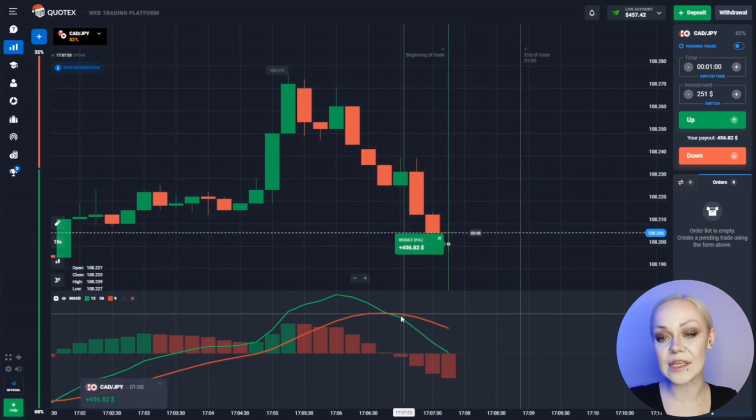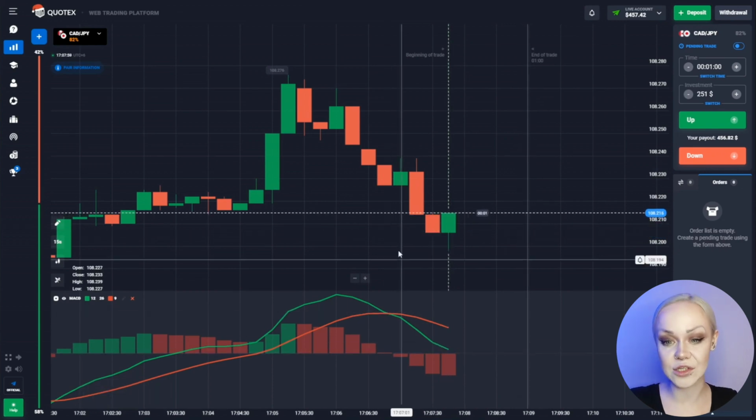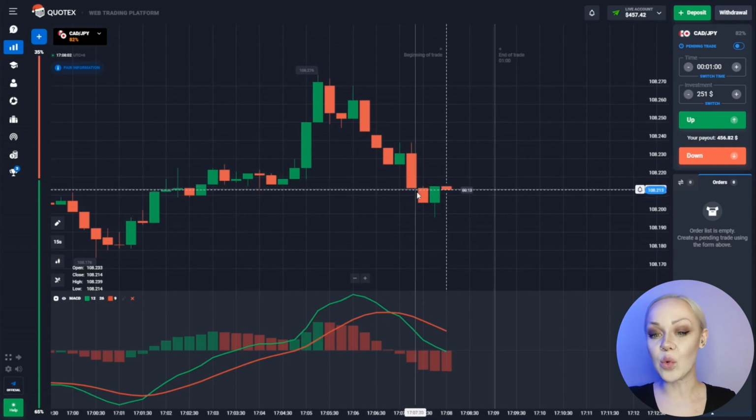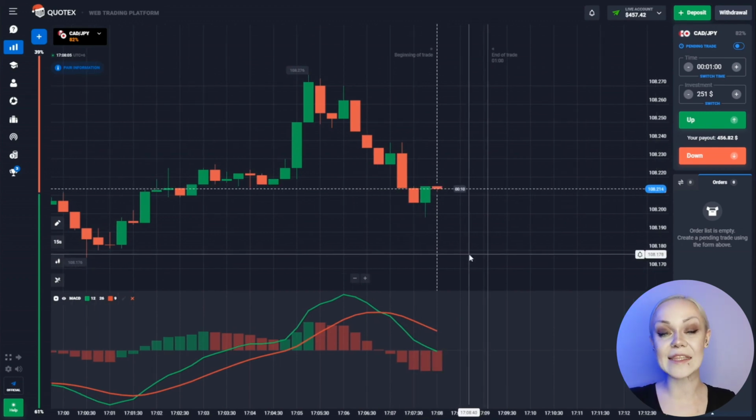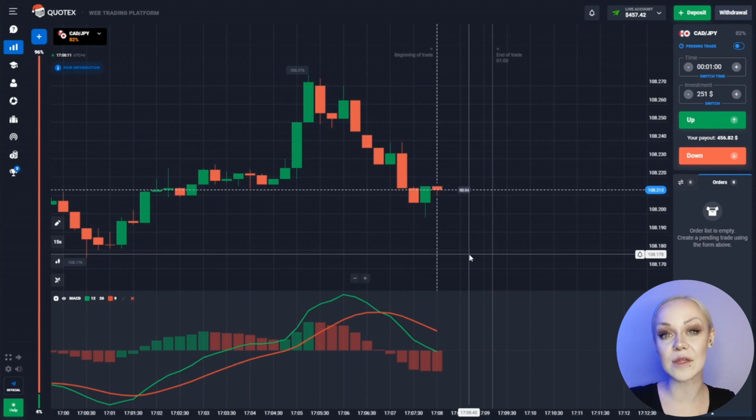The price continued its decline. We opened the trade exactly at the intersection and we made a profit. With proper use, the oscillator becomes an excellent assistant in trading. So let's look at the following market case.